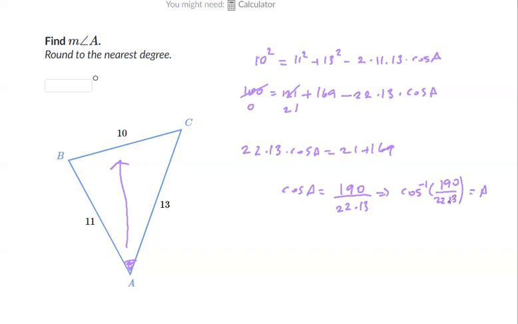If you'd like to simplify these and then plug into the calculator afterward, that's also okay. I think either one is fine. So let's see what we have. I'm going to plug this into the calculator on the side, and you can always try this on your own as well. So 190 over 22 times 13. If I do this, I get 48.36. To the nearest degree, that's 48, and we are done.